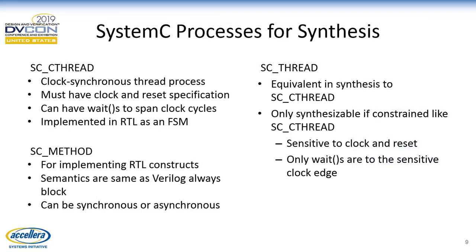So the three types: clock threads, threads, and SC methods. This is a clock synchronous thread process, can have waits that wait for the next clock edge. So for each clock thread, you give a clock and a sensitivity, sensitive to the positive edge of the clock or the negative edge of the clock. And then when you say wait, the model will wait for the next sensitive edge of the clock of that process. This gets implemented in the RTL as an FSM.